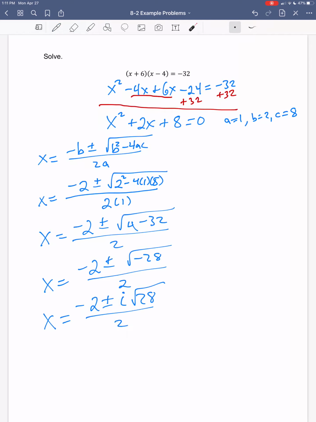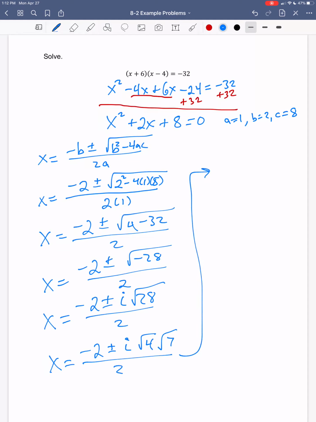And this problem has it all. 28, I don't know what the square root of 28 is, but I do know something I can take the square root of that divides into 28. Right? 4 goes in there. So I've got the square root of 4 and the square root of 7. So square root of 4 is 2. I've got the i still, and I've got that square root of 7.